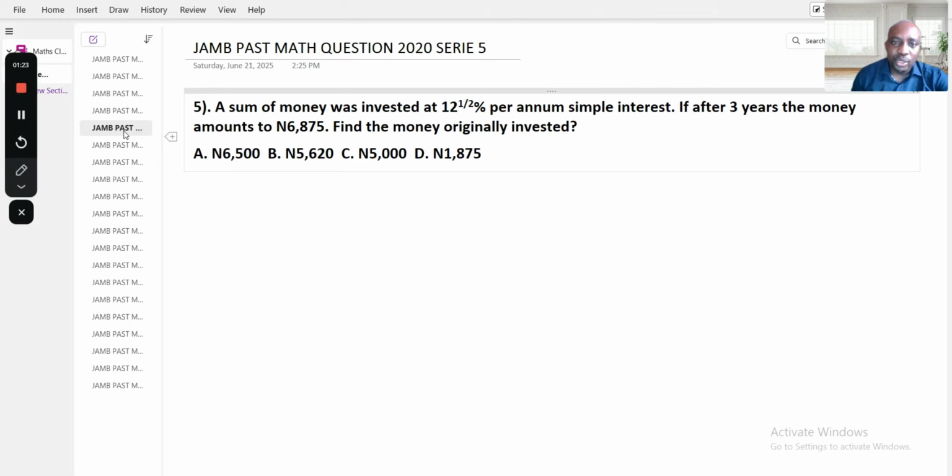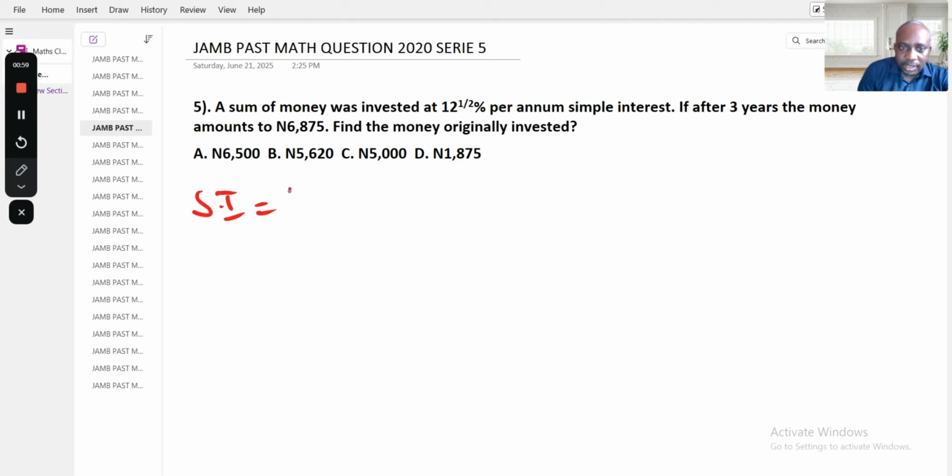A sum of money was invested at 12.5% per annum simple interest. If after 3 years the money amounts to 6,875, find the money originally invested. We have a formula for the simple interest, which is this. Let me first write it out. Simple interest is principal times rate times time divided by 100.